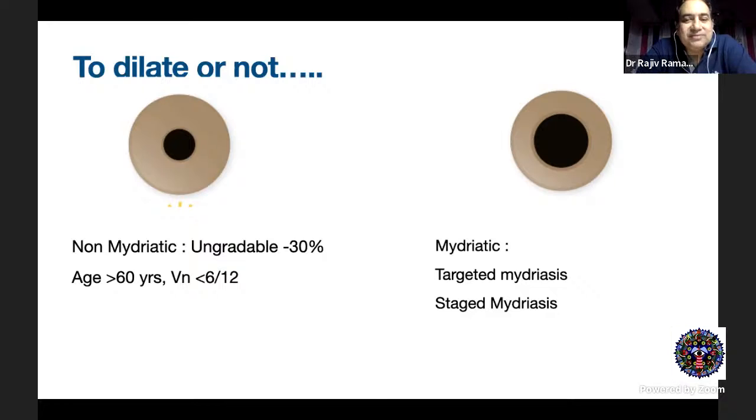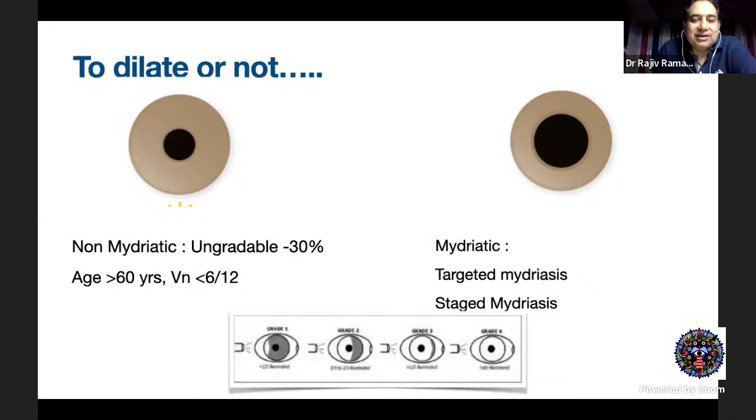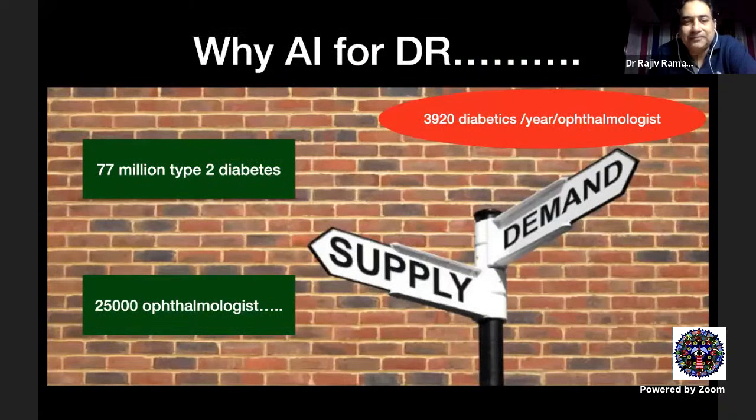So in these patients, if we dilate and take the images, the quality of image, this 30% becomes only 5%. So you can do a targeted mydriasis, meaning that irrespective, anybody more than 60 years or with less vision, you dilate and take the images, or you can do a staged mydriasis. You take a non-mydriatic image, and if the image is ungradable, you dilate and then take the image. But definitely keep in mind the shallow angles, do a van Herick test before you plan for dilating these patients for diabetic retinopathy screening.